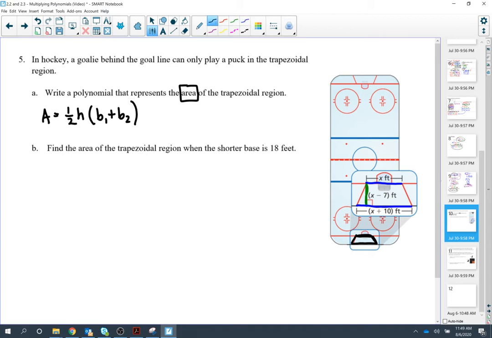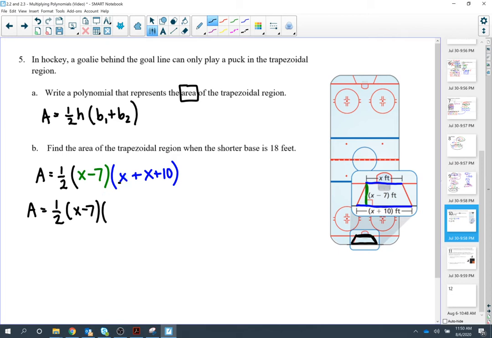So the area is going to be 1/2 the height. Well, the height is that green part, which is going to give me x minus 7 times the blue bases. So base 1 plus base 2. So base 1 is x plus base 2 is x plus 10. Now, the first thing I'm going to do here is try to simplify. So area is 1/2 times (x minus 7), and then in here I've got x plus x, 2x plus 10.